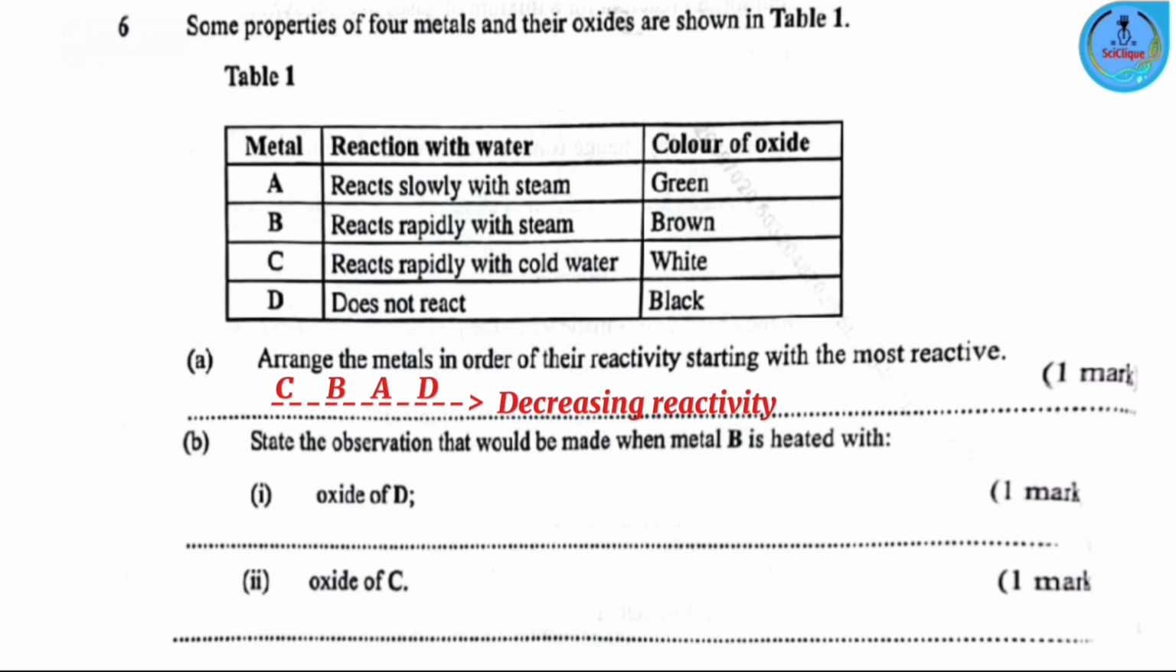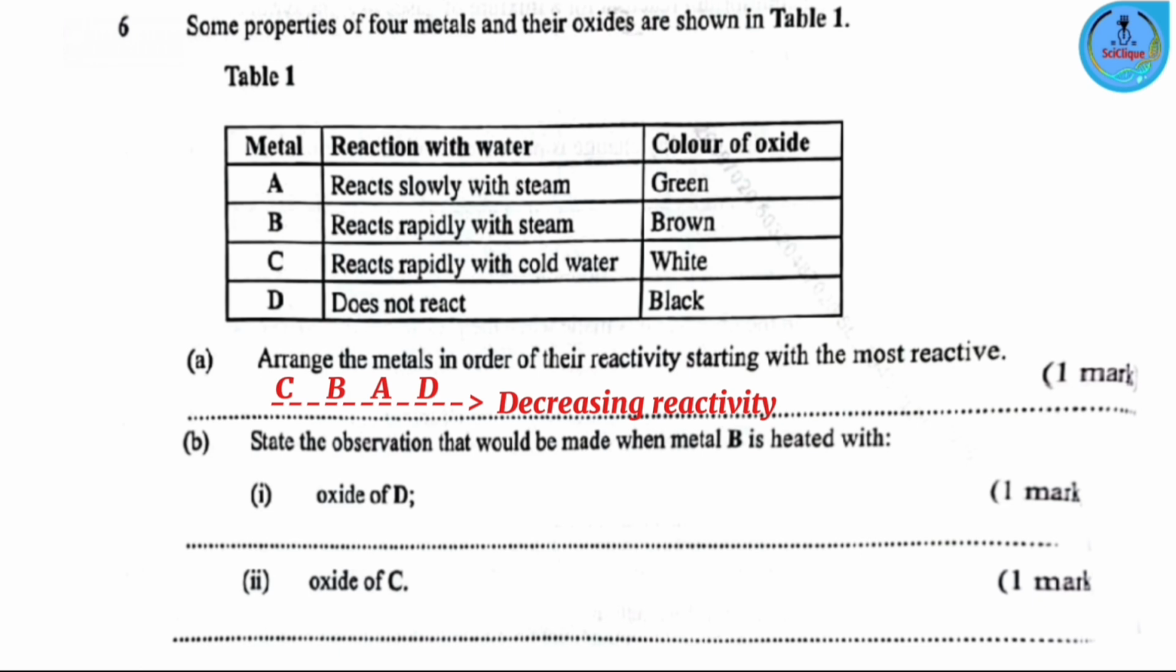Part B. State the observation that will be made when metal B is heated with oxide of D. Okay, so let's look at D. Its oxide is black. This could be copper. Yeah, because copper 2 oxide is black in color and copper does not react with water, whether steam or cold water. So in this case, we have metal B, okay, heated with an oxide of D.